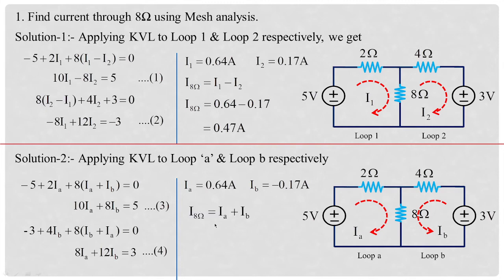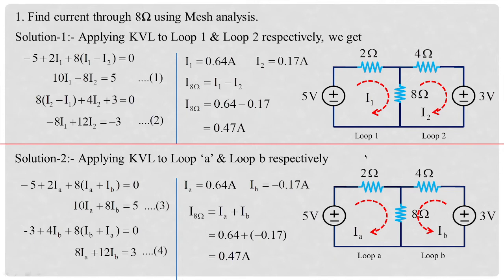So with this, the value of branch current in 8 ohms will be equivalent to IA plus IB, or you can also say IB plus IA. Both will give you the same result. So you just have to substitute the values of IA and IB. I have substituted the value of IA, which is 0.64, plus IB, which we got as minus 0.17 amperes. Based upon this analysis, we get the current as 0.47 amperes. So this is how you can introspect this kind of results.